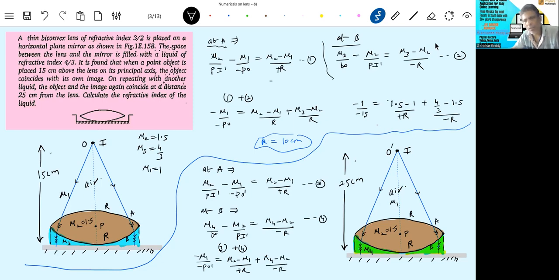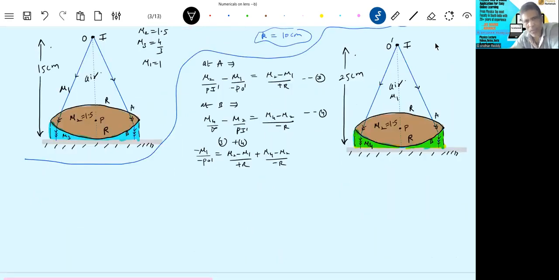We know all values, so we have to calculate mu 4. Let me do the calculation part. Now mu 1 is 1, po dash is minus 25, mu 2 1.5 minus 1 plus 10, mu 4 we don't know, mu 2 1.5, this is minus 10. 1.6 will come.